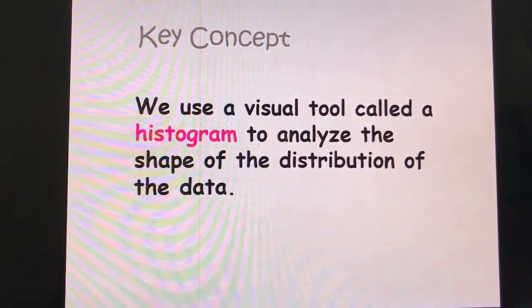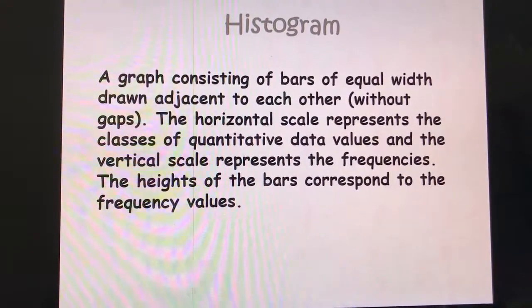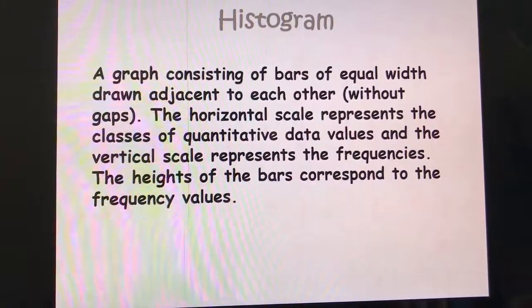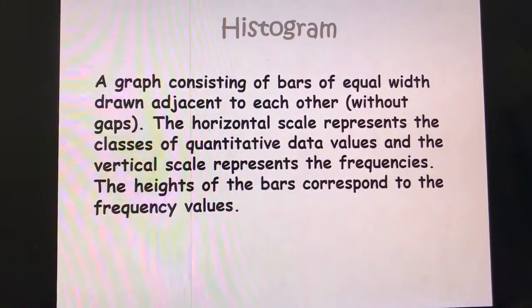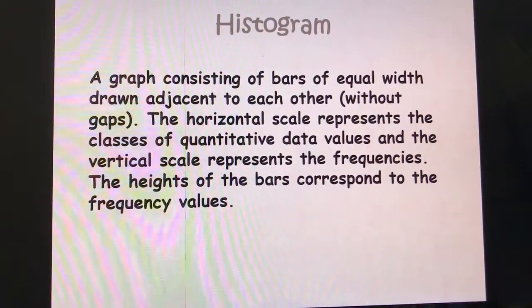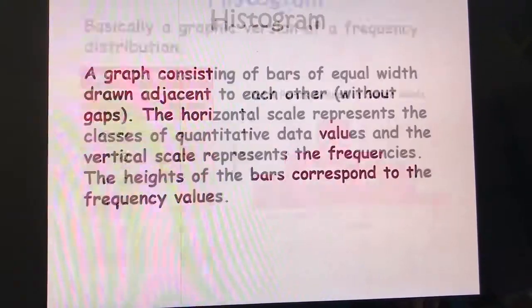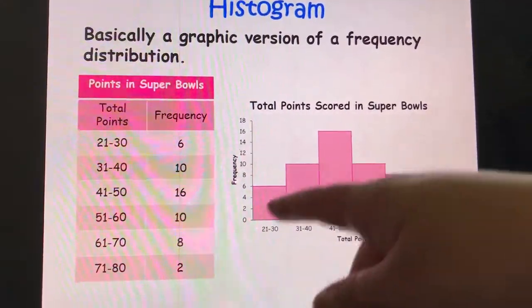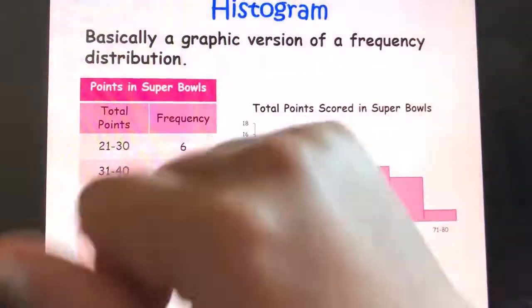We use what's called a histogram to analyze the shape of the distribution. That is basically a bar graph where the bars are equal width and they're drawn adjacent to one another so they can't have gaps. The horizontal scale is the classes and the vertical scale is the frequencies, and then the heights of the bars correspond to the frequency values. So I've already showed you this histogram, I just didn't call it that, but it's just a graphic version of your frequency table.